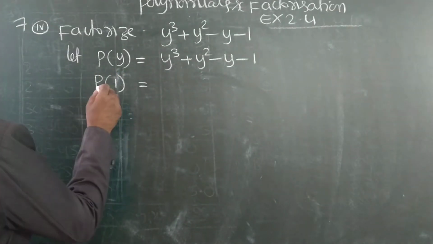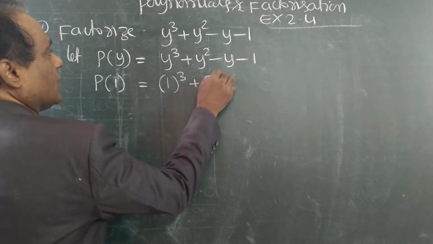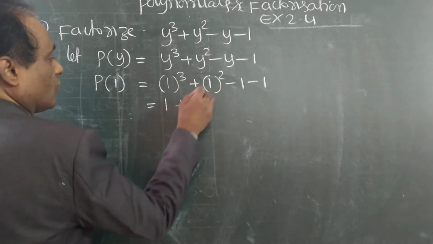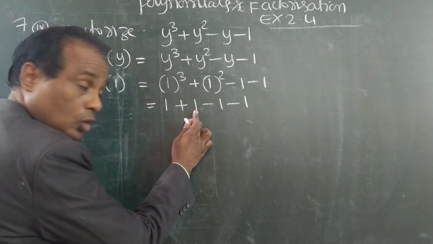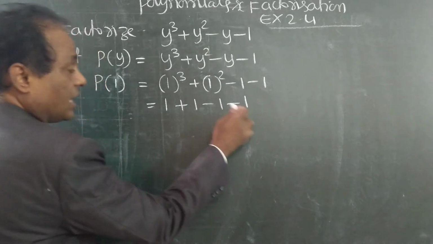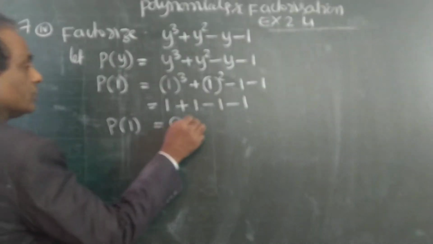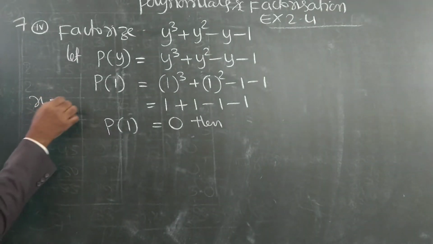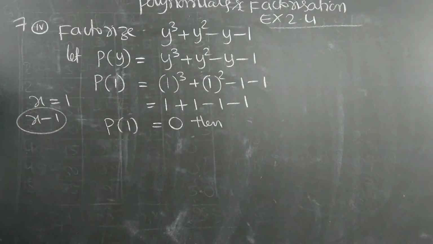So take P of 1. I am writing y is equal to 1. So 1 cube is 1, 1 square is 1, minus 1, minus 1. 1 plus 1, 2, minus 1, minus 1, minus 2. This is 0. P of 1 is 0. Then what is the factor? See here, P of 1 is 0 means x is equal to 1. On this side, x minus 1 is a factor.